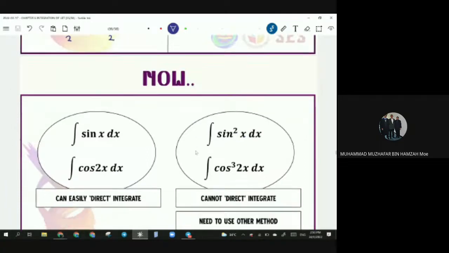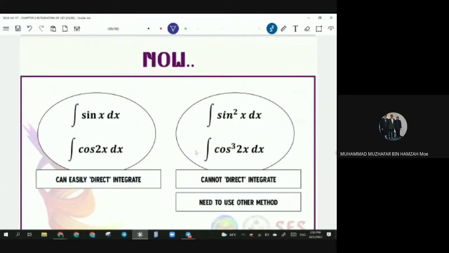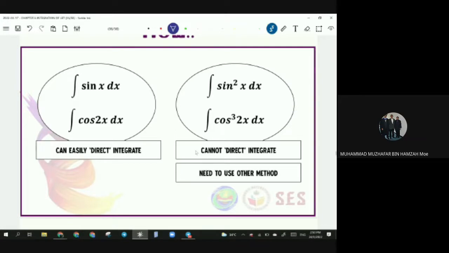Right, now, cuba tengok slide ni. Okay, cuba tengok yang sebelah kiri terlebih dahulu. And so suppose when we have sin x and cos 2x can easily direct integrate. Nampak tu. Kan? Secara tiba-tiba, soalan pula dia bagi apa dia? Dia bagi sin square. Kan? Dia bagi cos cube.